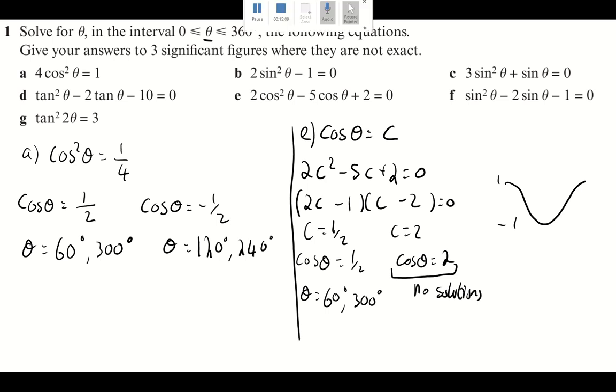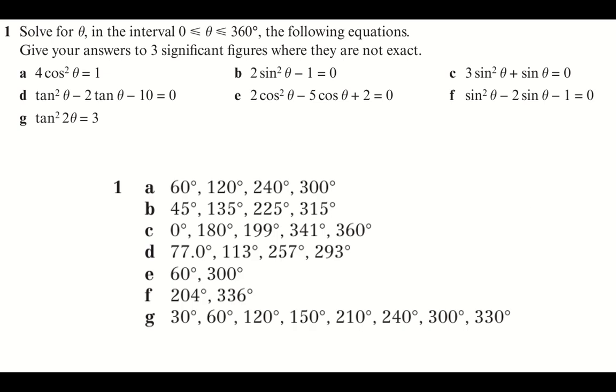So, here are the answers to the other ones. Note for G, you do in fact need to change the range as well, which is how there's so many solutions.